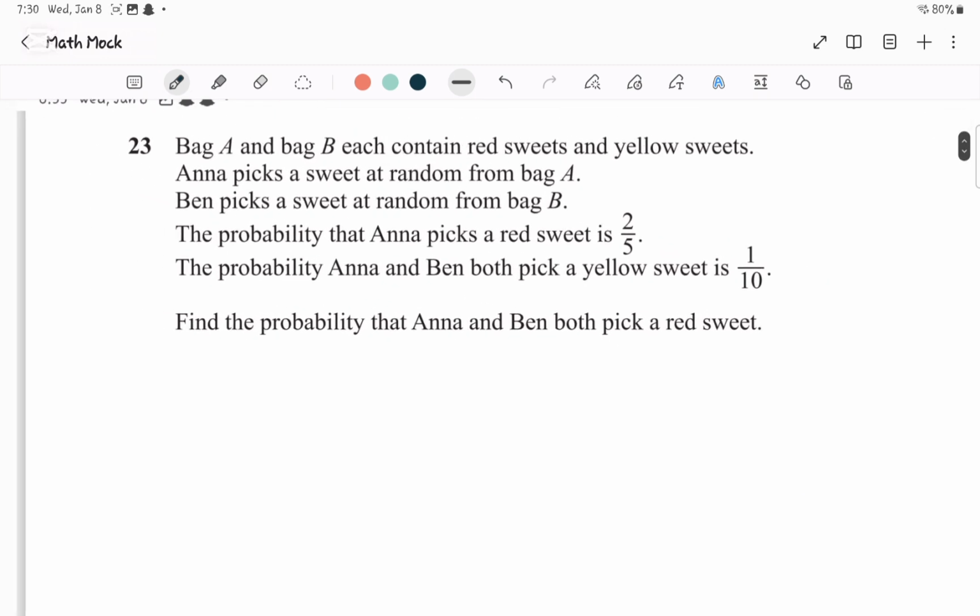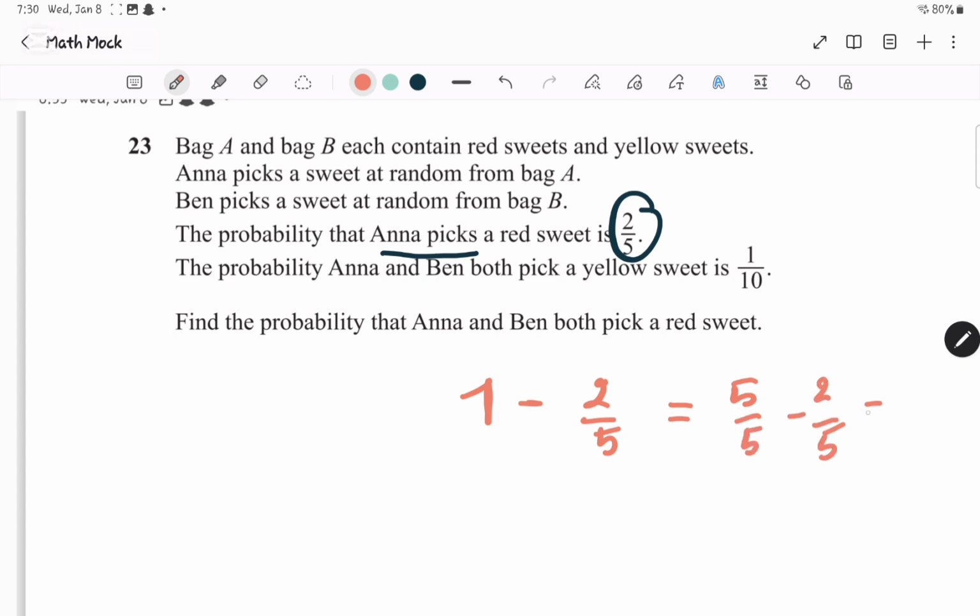So, very simply, we know that in each bag there are red and yellow sweets. Now the probability that Anna picks a red sweet is 2 out of 5. So that means the probability that Anna picks a yellow sweet is the total, which is 1. So the total of anything is 1, in subtraction, so minus 2 over 5, the probability of picking red. That is the same as 5 over 5 minus 2 over 5, which gives us 3 over 5. So now 3 over 5 is the probability that Anna picks a yellow sweet.